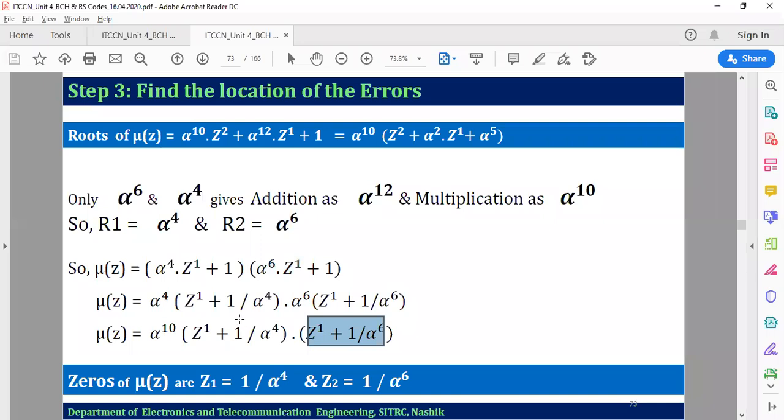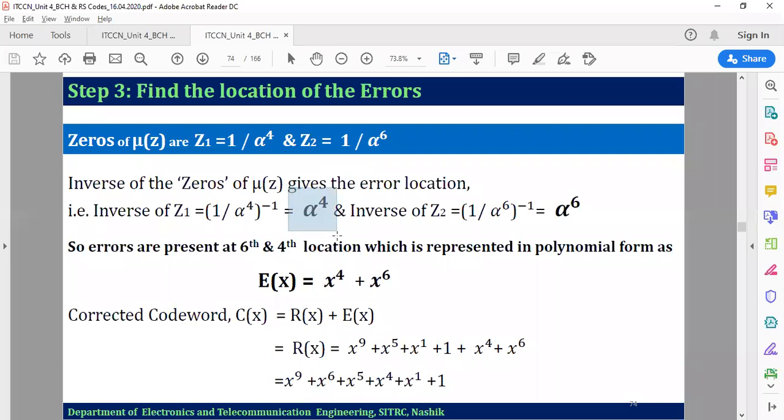So what is your first zero? It is 1 by alpha 4. And what is your second zero? It is 1 by alpha 6. So these are the zeros, and the inverse of these zeros means again you will have alpha 4 and alpha 6. So your error locations are the 4th location and 6th location. So E of x is x4 plus x6. If you add this in R of x, you will get this answer, that is x9 plus x6 plus x5 plus x4 plus x plus 1. So this is your corrected code word.